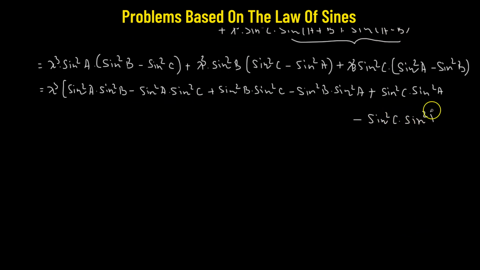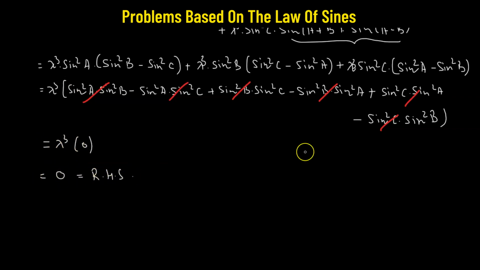Immediately we can observe that sine squared A times sine squared B will get cancelled out. Negative sine squared A times sine squared C will also get cancelled out. And sine squared B times sine squared C also cancels out, which leaves us with lambda cubed multiplied by 0. That equals 0, which is the expression on the right hand side.